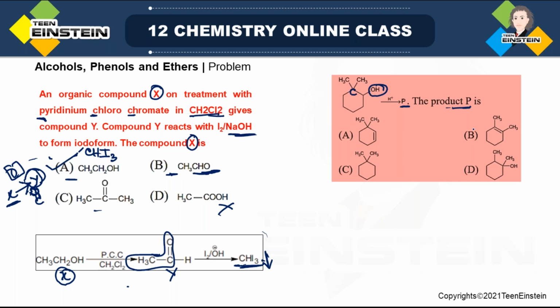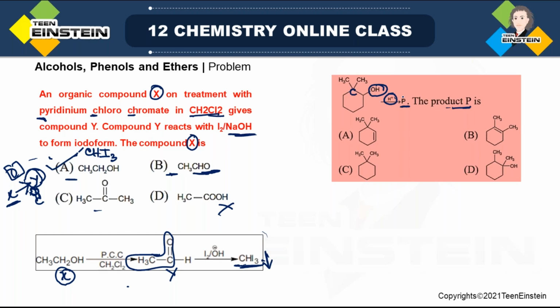Now, the starting material has OH, and the reagent given is only H plus. That means, in the presence of acidic condition, what will be the fate of OH? OH will first be protonated, and when it is protonated, it will be removed as a water molecule. That means it is dehydration. When there is dehydration, there is carbocation formation, right?